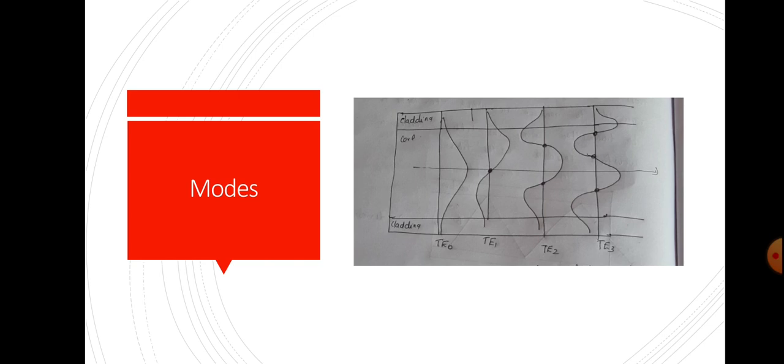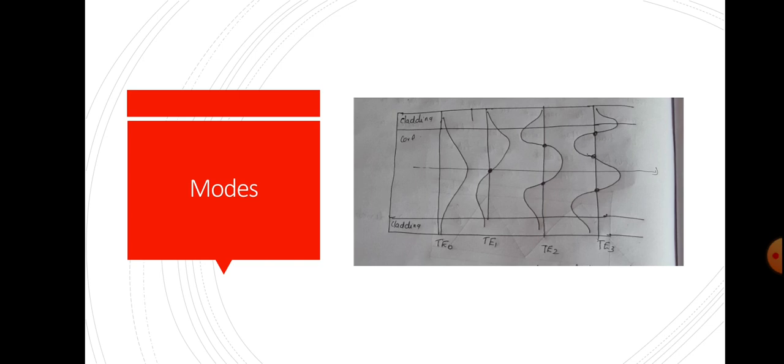And here a figure is shown, and in that figure we are showing the electric field patterns only. That means the transverse electric field is shown, that is TE. TE is the transverse electric field pattern. Mode field patterns are shown. That means the mode field patterns shown in the figure are transverse electric in nature, that is TE in nature.